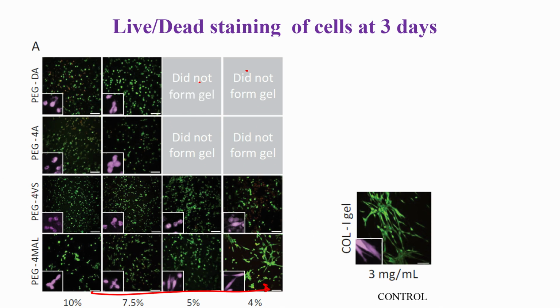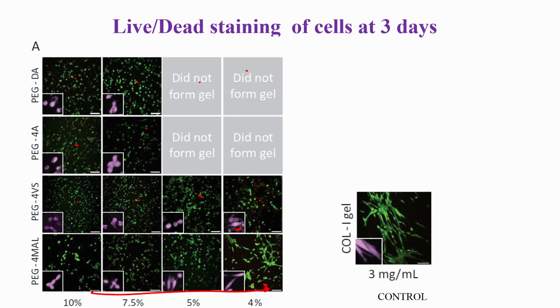The PEG vinyl sulfone does form gels, but if you look at all these cells, they all look fairly rounded. The only time you see a little bit of elongation is on this one, but all the rest look fairly rounded. That means when the cells are round, they can't really tether to something. When the cells start tethering, they start stretching, elongating and spreading onto the surface or onto a gel, but in this case you do not see that.